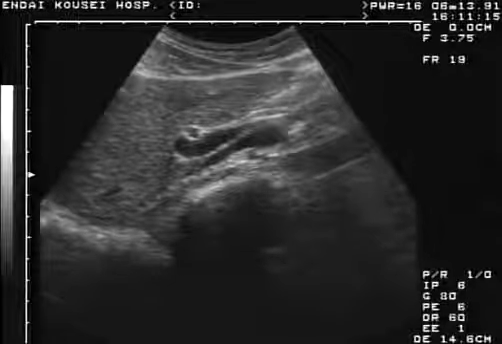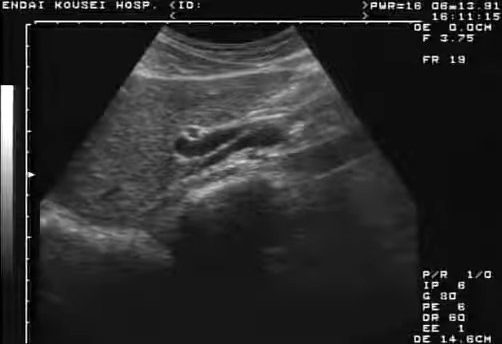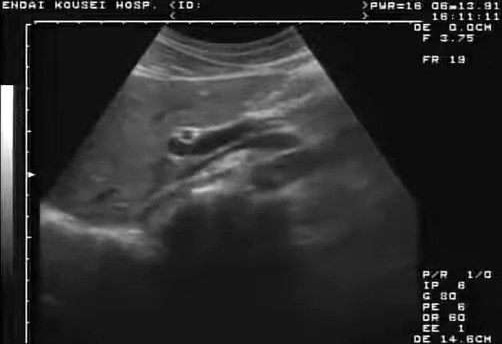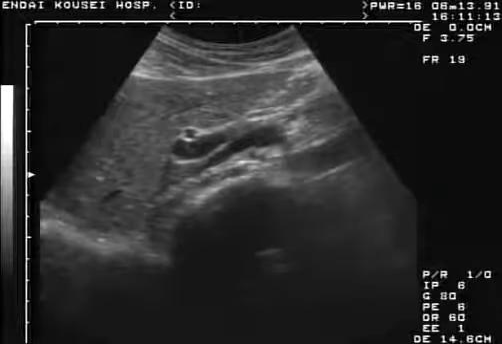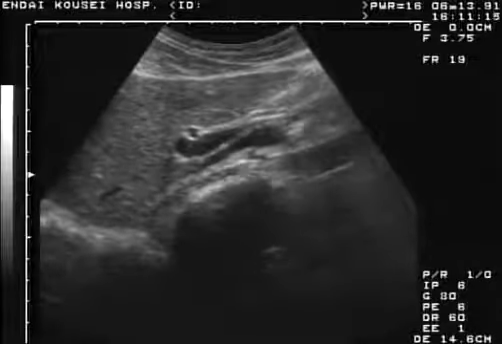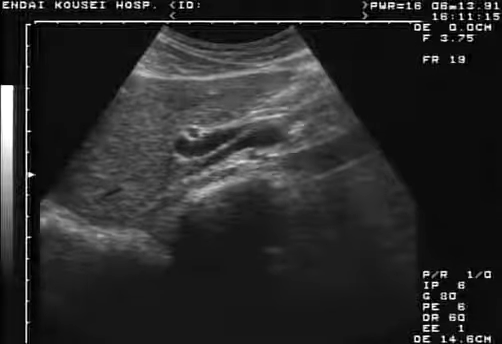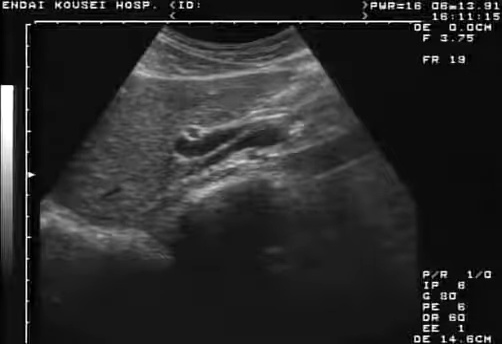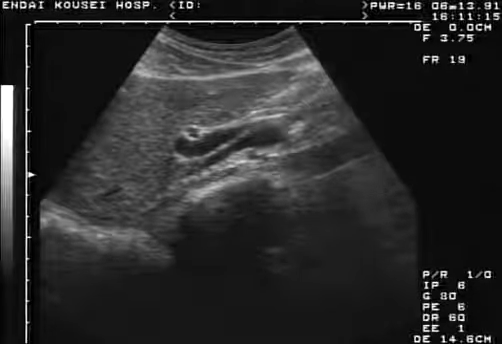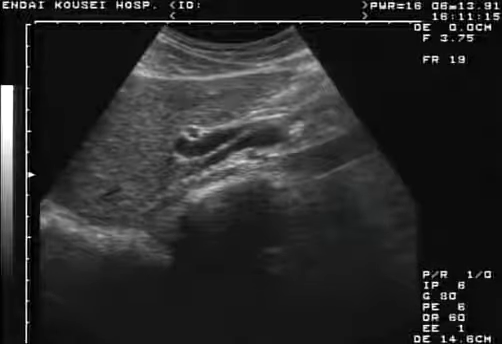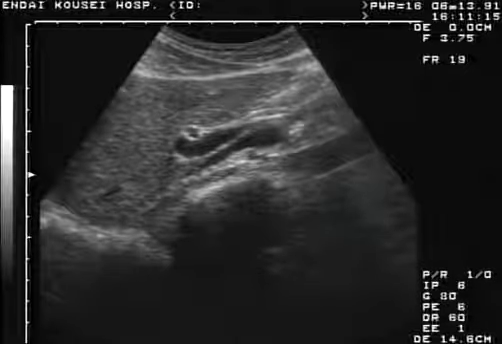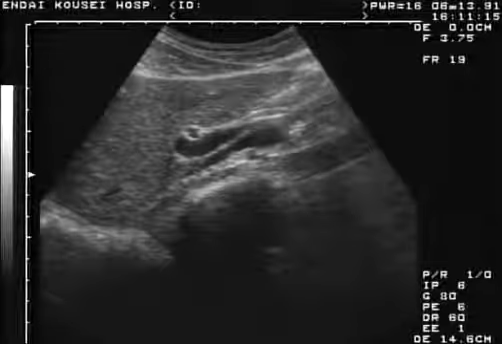Check if the trunk of the portal vein or the extrahepatic bile duct is dilated. If dilatation is detected, check for tumors or a strong echo area. The portal vein is normally 15 millimeters in diameter, the superior bile duct 8 millimeters, and the inferior bile duct 9 millimeters. If the diameter exceeds these values, dilatation is suspected.